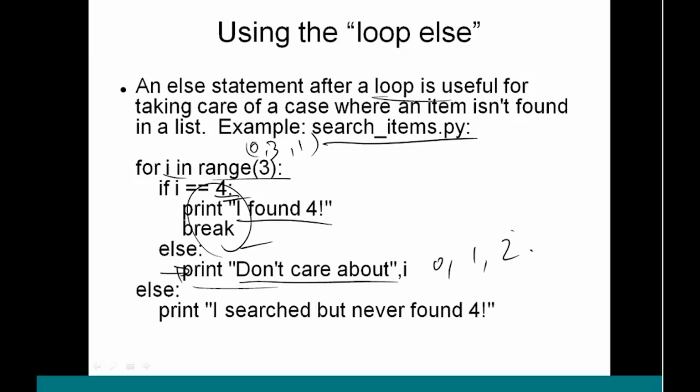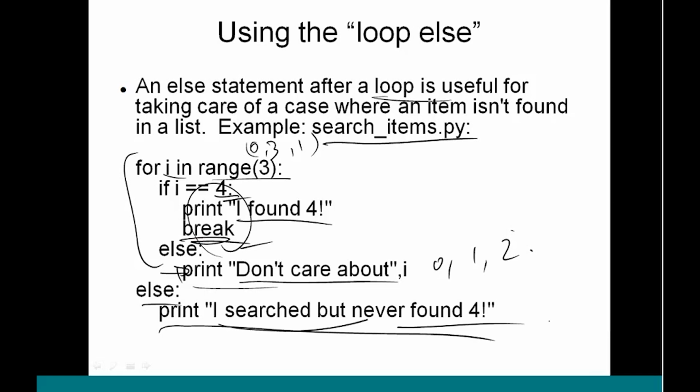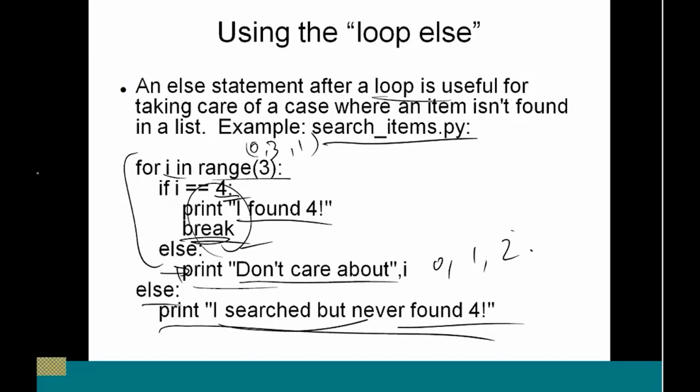But now we have to also print out something. For this particular loop, if there is an else, then once it never hit the break, we can do something. So here we put that break. If it does not hit the break, then the else gets printed, and that says I searched but never found 4. So this is the example for using the loop else, which is an interesting command in Python.